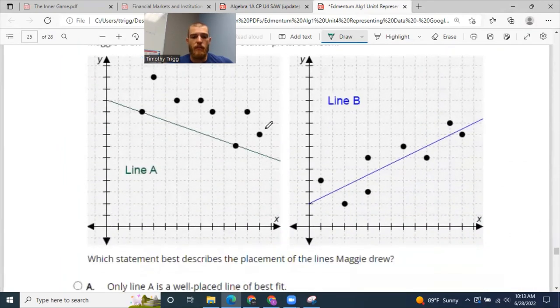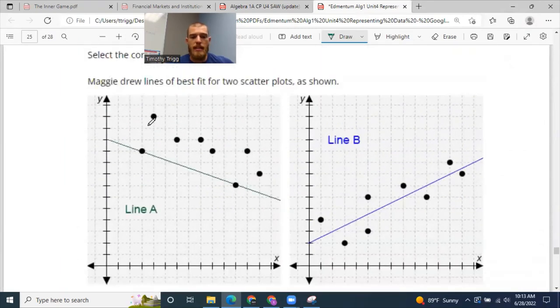Maggie drew the lines of best fit. So is this a good line of best fit? Is this a good line of best fit? Are they both good lines of best fit? Are they both bad lines of best fit? Remember, the line of best fit has to go through the average of the data. So there should be some data points below the line of best fit and some data points above it.